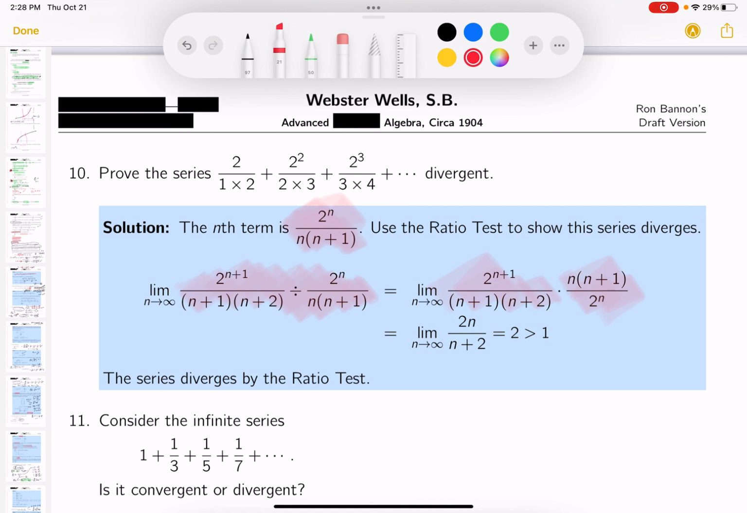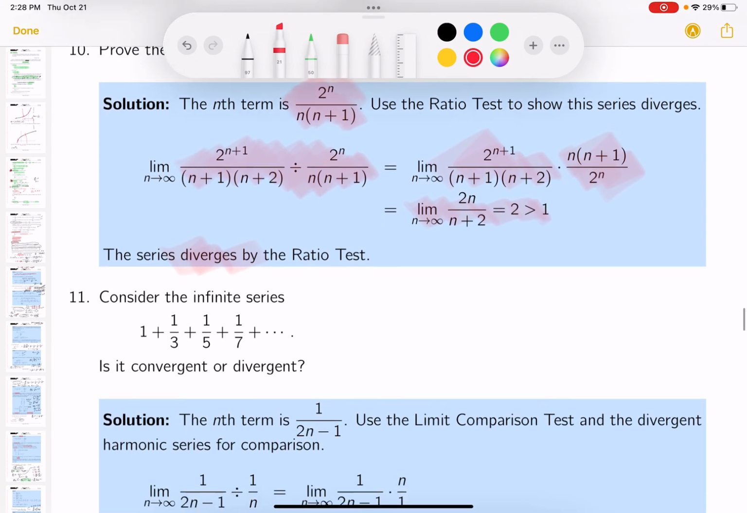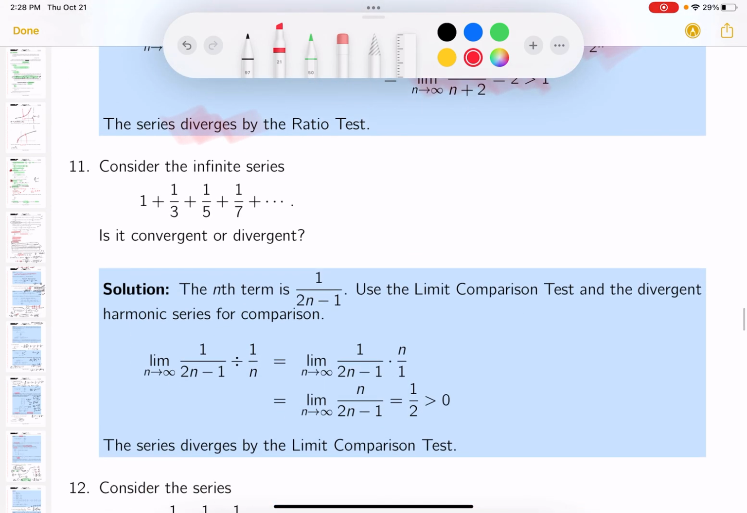Let's see, that would be 2n. Yep, n plus 1 cancels off. Yep, that looks good. And then I took the limit, and the limit of that would be 2. 2 is greater than 1. What do I know about this series? It definitely diverges.